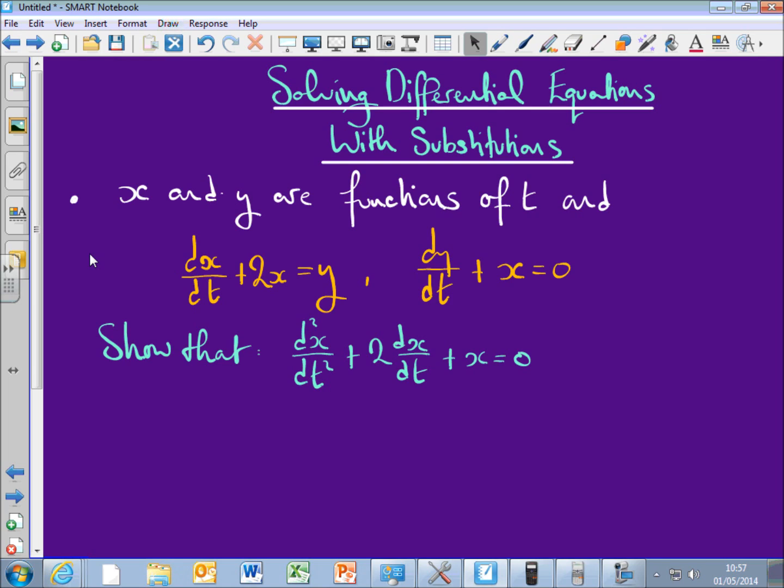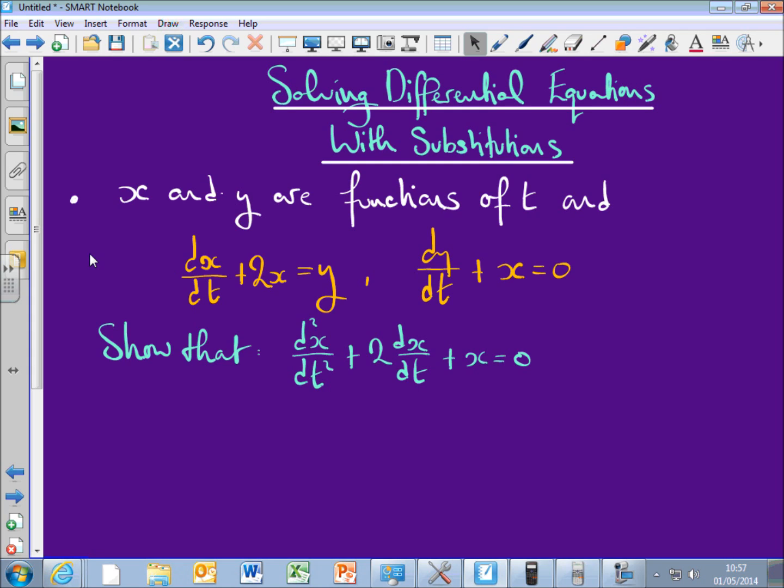So I'm given these two differential equations, and then I want to get to there. Now look at what we're trying to get to. Look at the green, and look what's in it. I've got a second differentiation of x with respect to t, d2x dt squared. So how am I going to get to that? What have I got above? You want to get rid of all your y's, don't you? I do, but look at what I've got and look at where I'm trying to get to.